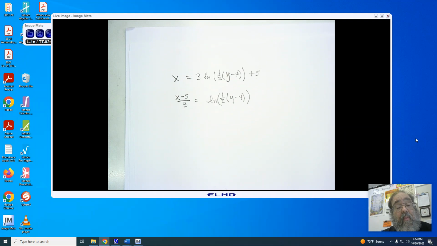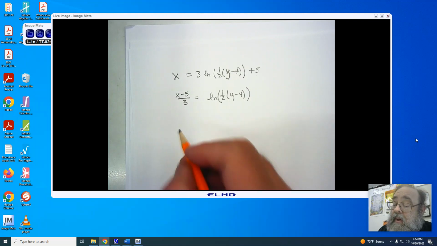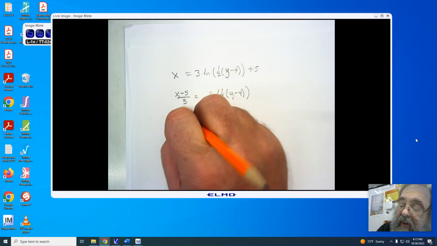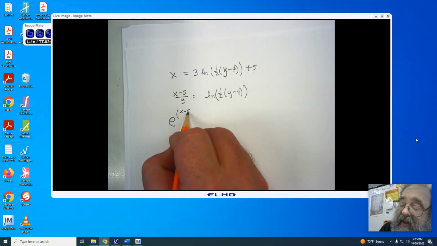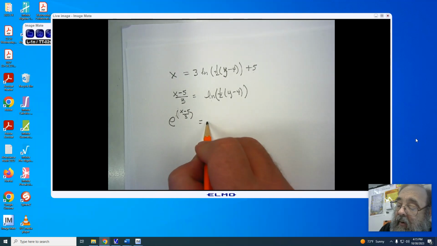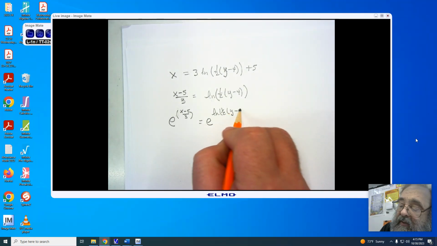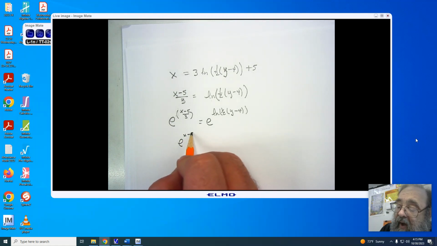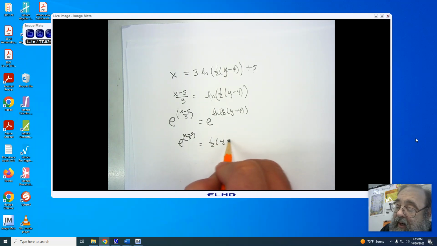This is slightly different from the one we had because before we had it in terms of e to the x, or to a power of some exponential. This is a logarithm, so if I've got a natural log, I'm going to exponentiate. Exponentiate, making a power out of the left side and making a power out of the right side. That's all exponentiation means, to make an exponent. And I now have e to the (x minus 5) divided by 3 is equal to 1/2 y minus 4.